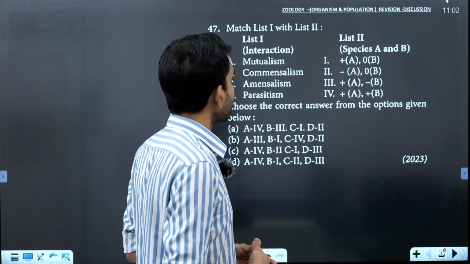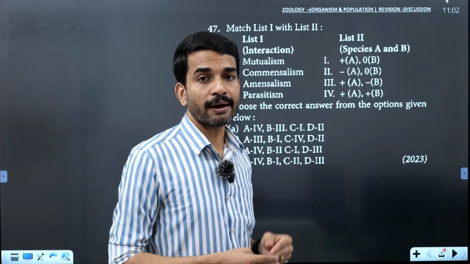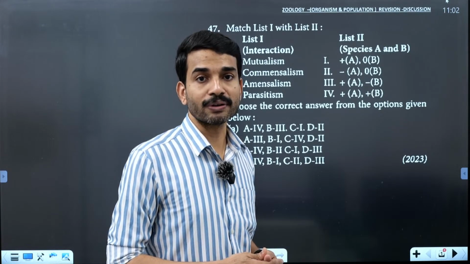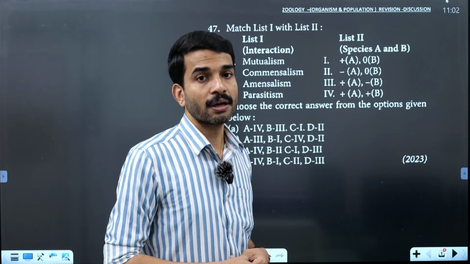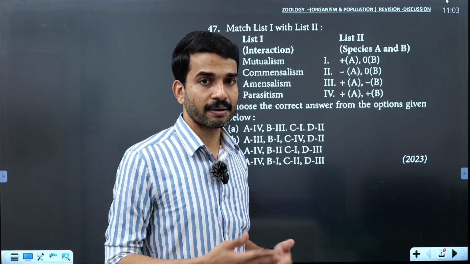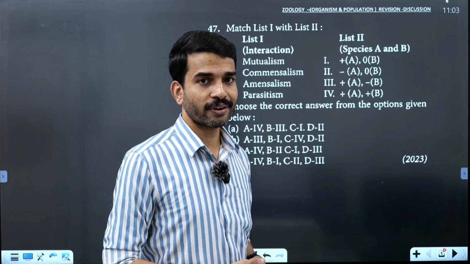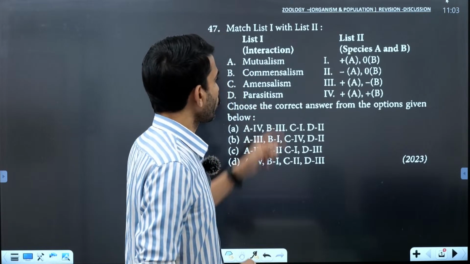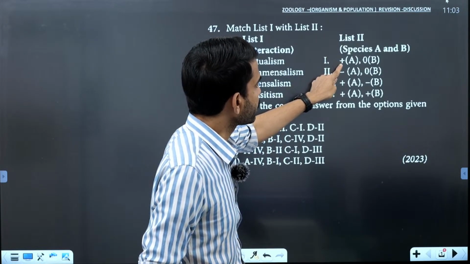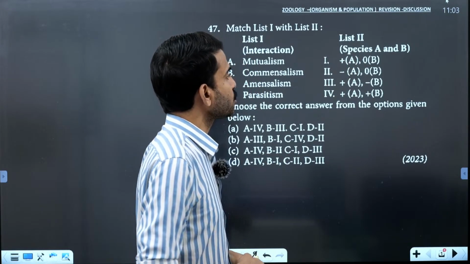Then we have commensalism. Commensalism also you studied, of course. Commensalism means one species will be getting benefited, and the other one is having a neutral effect. Lots of examples you studied: cattle and cattle egret, then vanda and mango tree. Vanda is an epiphyte. Then we have clownfish and sea anemone. All those examples you remember. So in commensalism, one species will be getting benefited, that is species A. Species B is having a neutral effect. So commensalism will match with 1.